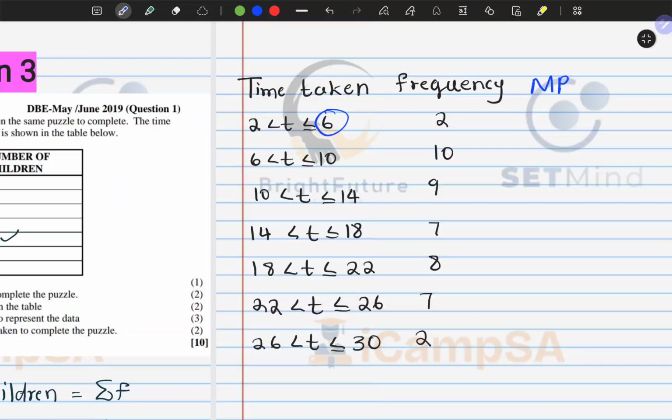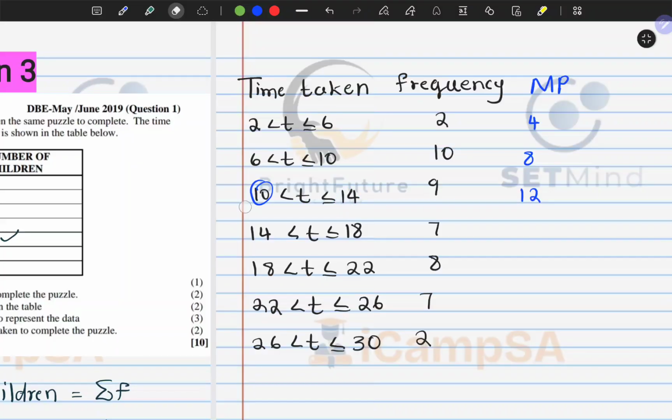So for the midpoint, we do 6 plus 2 divided by 2. And if you think of that carefully, it's going to be 4. And then we do 10 plus 6 divided by 2. That is going to be 8. And then we do 14 plus 10. That is going to be 24. Divided by 2. That is going to be 12.